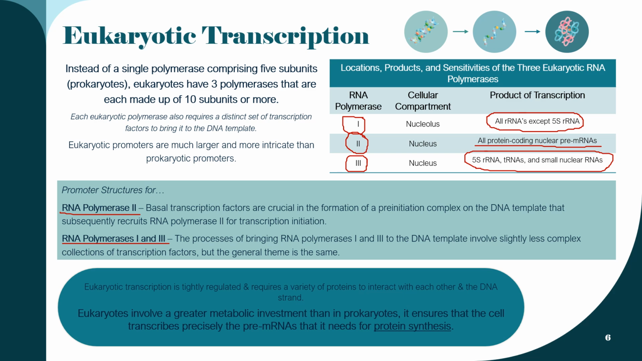And then lastly on this slide, it says eukaryotic transcription is tightly regulated and requires a variety of proteins to interact with each other and the DNA strand. Eukaryotes involve a greater metabolic investment than in prokaryotes. So basically, it requires a lot more energy to fold and make these proteins. So they're very regulated and specific about what they're making as to not waste too much energy. It says here it ensures that the cell transcribes precisely the pre-mRNAs, so what we have before a completed messenger RNA, that needs to be made for protein synthesis. So they're very organized, tightly regulated.